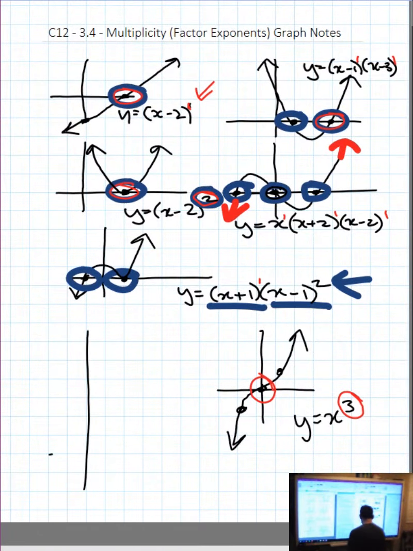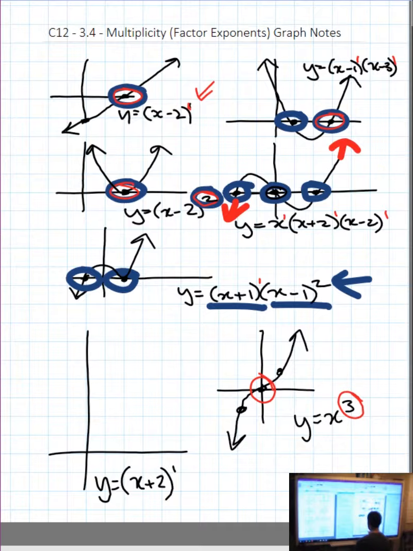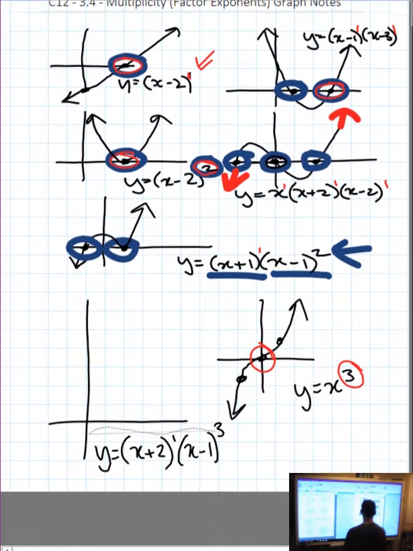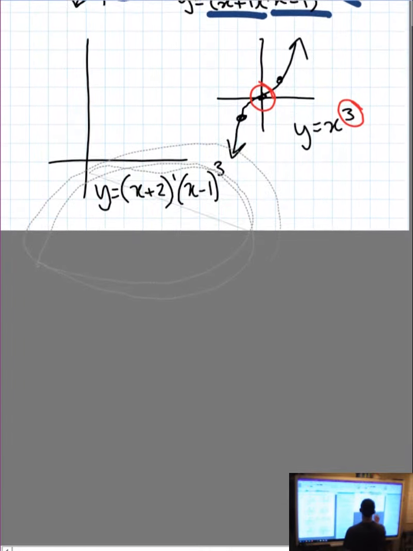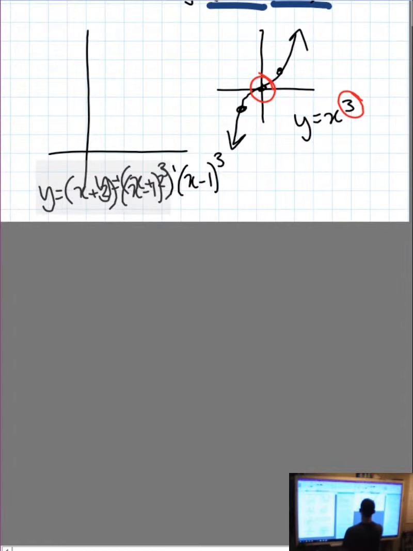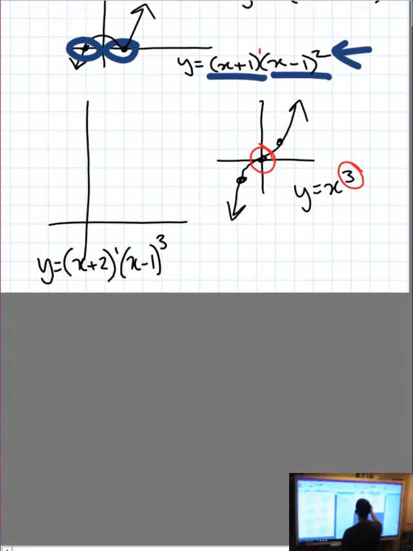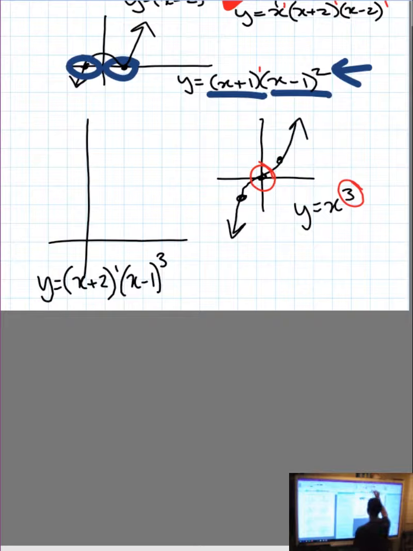So we are going to draw a graph, and we're going to say y equals (x plus 2) to the exponent of 1 and (x minus 1) cubed. I'm going to move this equation off to the left. So I have an x-intercept at negative 2 for my factor of x plus 2, and I have an x-intercept at 1 for my factor of x minus 1. Now, how is this going to work?